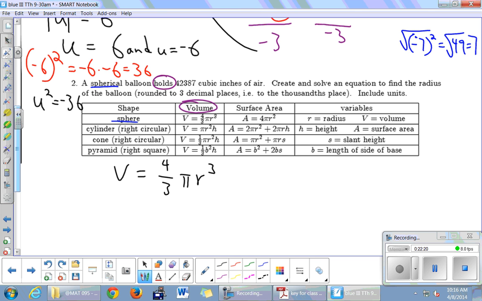Okay, so now we have to plug some stuff in. Instead of looking at the equation and saying, okay, what's V and what's R, I think it's better to look at the problem, find the numbers, and then fill them in where they go. So 42,387 cubic inches. It's either V or R. Which one is it? It's V. It's holds. That's the volume. It's a cubic thing. It's still volume. So let's just write the number instead of the V.